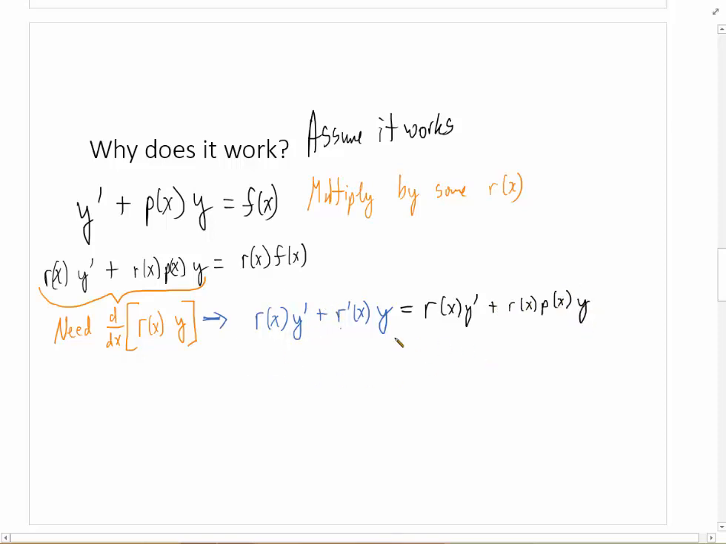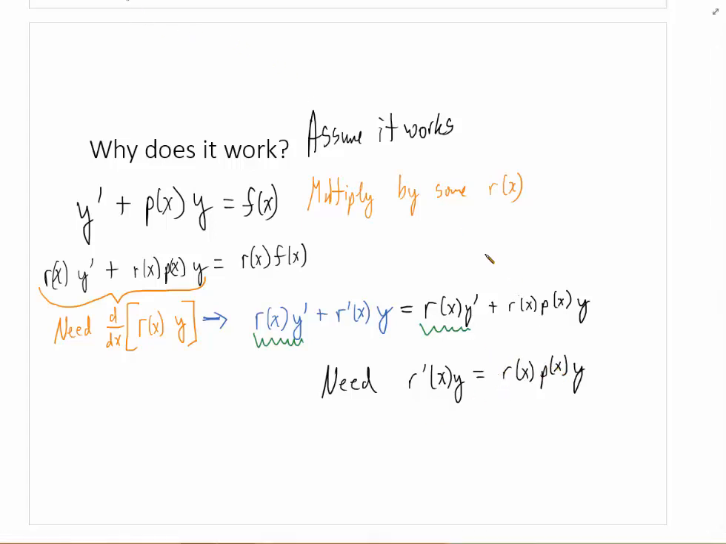And if we just sort of equate the terms, notice a couple of the terms match up. We have the r of x y prime matches up with the r of x y prime. That's good. The other terms, they aren't quite right. We need them to be equal. So now we need r prime of x y to equal r of x p of x y. I can divide through by y on both sides. And so now I have r prime of x must equal r of x p of x.